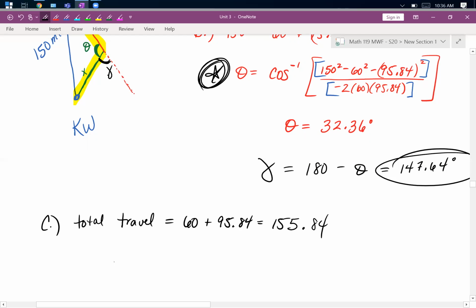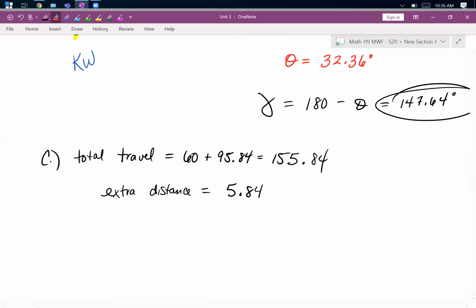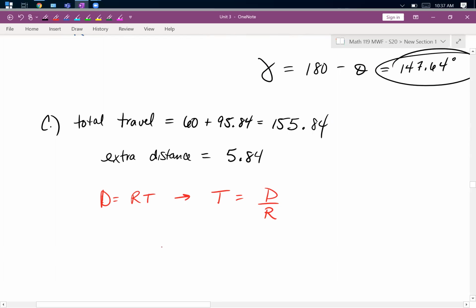So the extra miles is 5.84. And since distance equals rate times time, it follows that time is equal to distance divided by rate. So to get the time, I'm going to take the extra distance and divide it by its rate of 15.